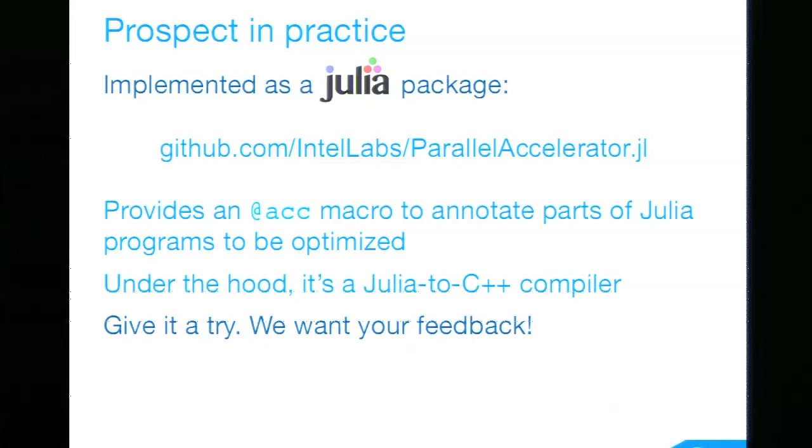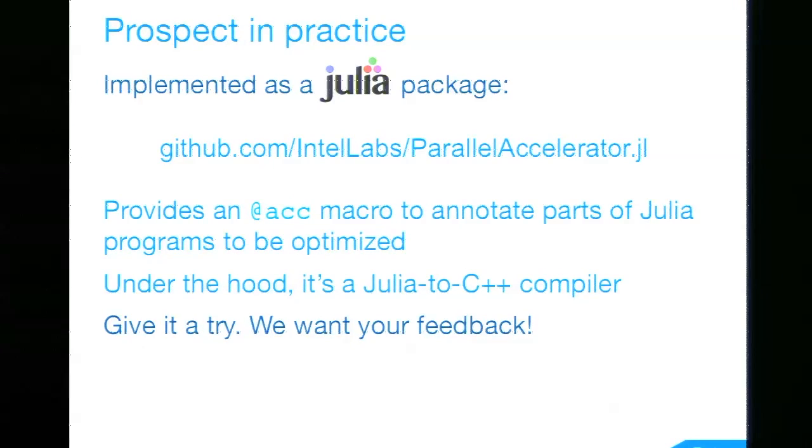So it compiles your code to C++, and then it hands it off to an external C++ compiler. At the moment, it's either GCC or ICC, which will then compile a native library. And then finally, on the Julia side, we generate a function that calls into that native library, and calls to your ACC annotated function get replaced with calls to that native code.